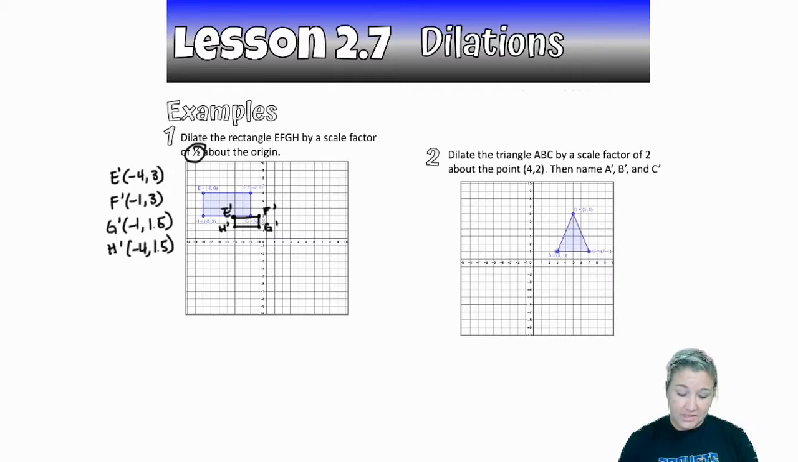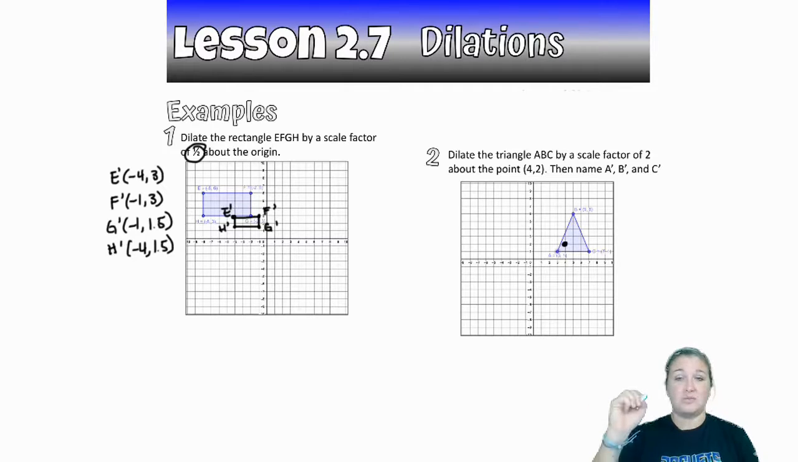All right, so this time we're going to dilate the triangle ABC by a scale factor of 2. This time it's going to be larger. But we're also going to do it about the point (4, 2). The point is right here. So what you're going to have to do is count, kind of like what you do with rotations. You're going to count how far over and up, and we're going to multiply the over by 2 and the up by 2, and that's where my new point is going to be.